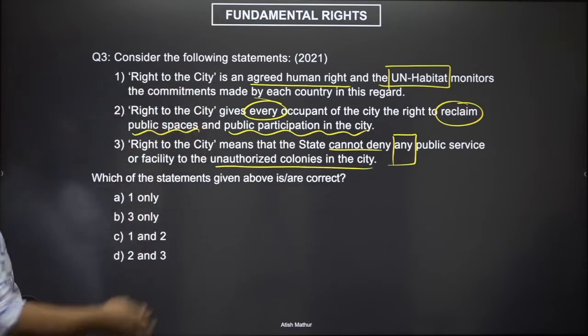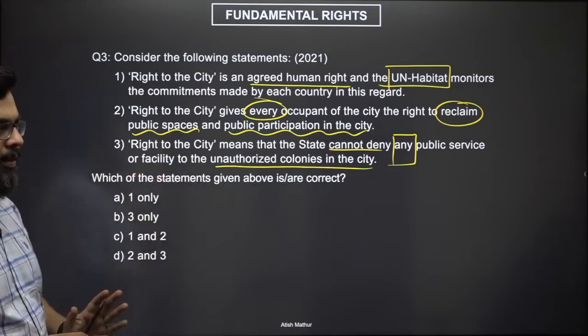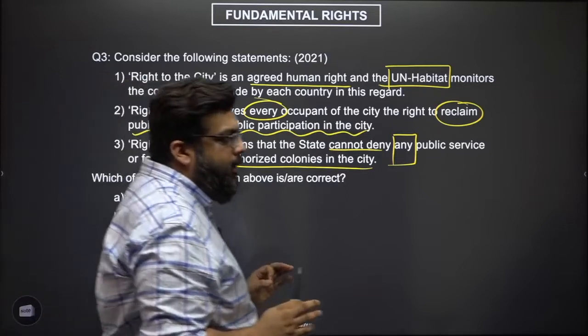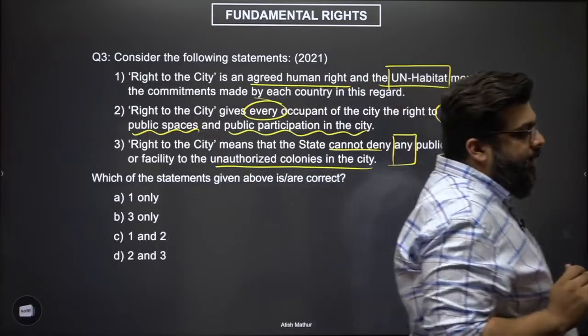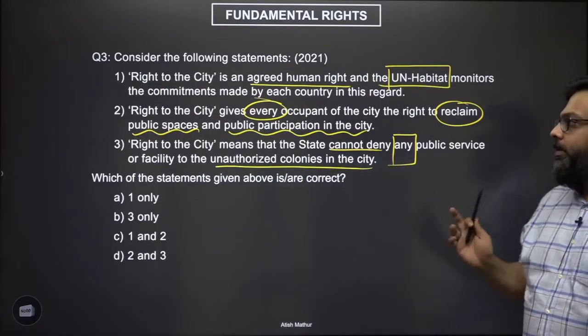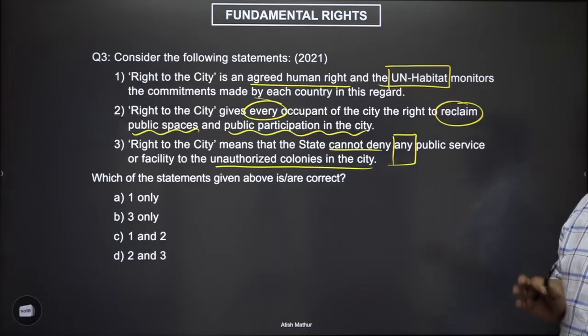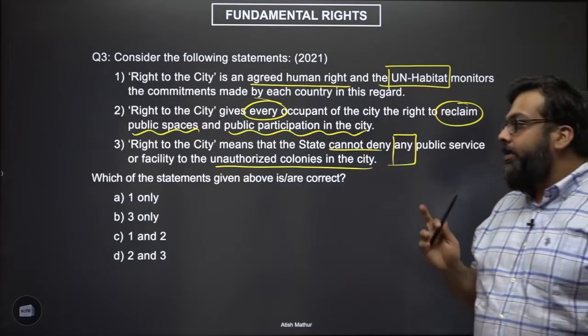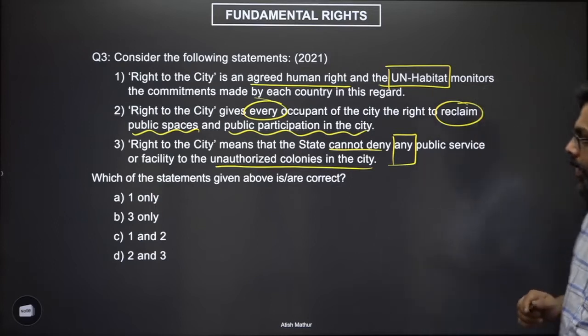Now, which of the following is or are correct? Now, take a breath, think. Out of the 3 statements, which is the easiest to eliminate? Which is the easiest to eliminate?